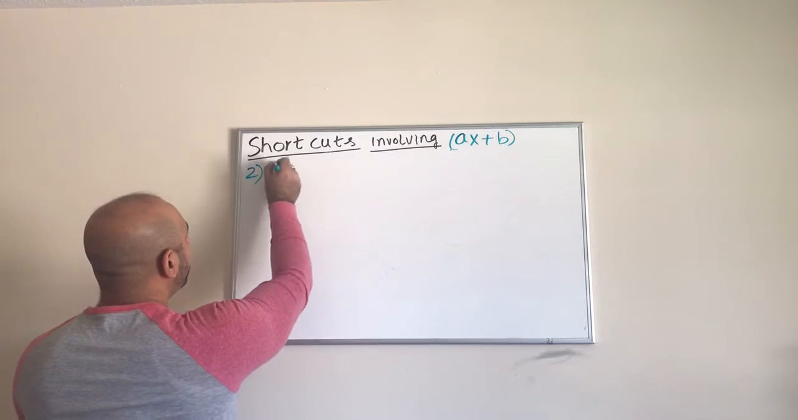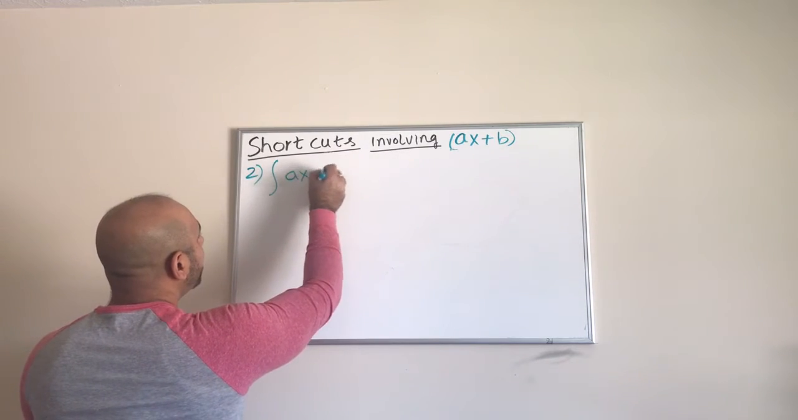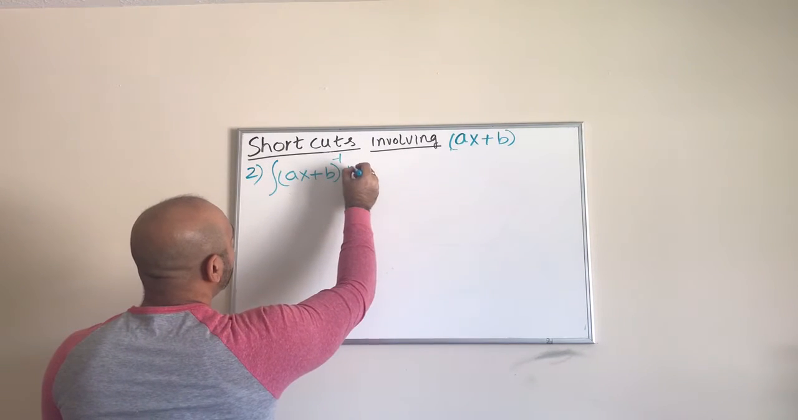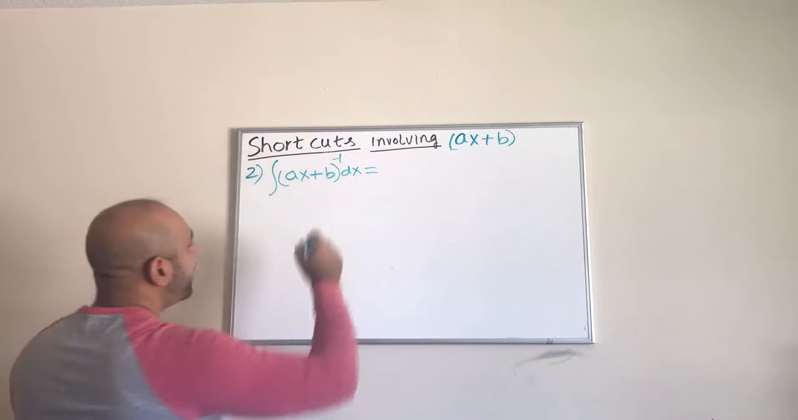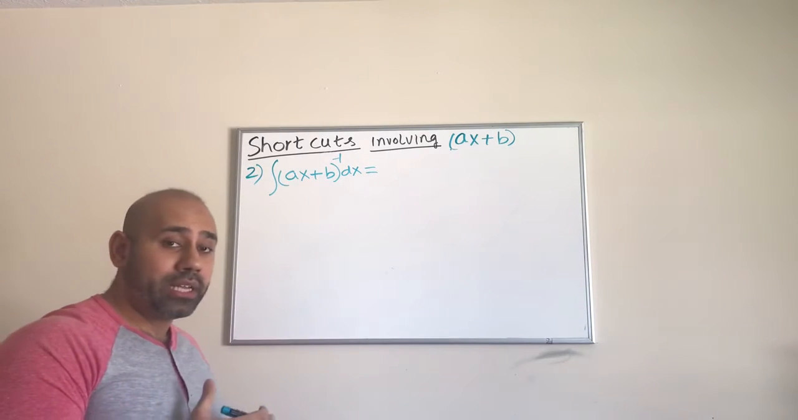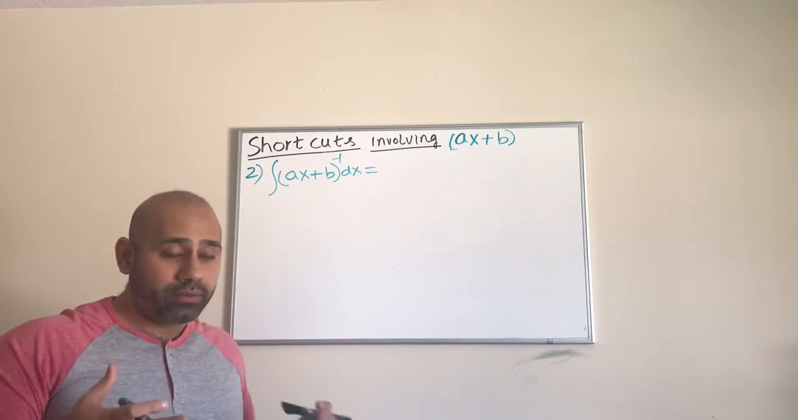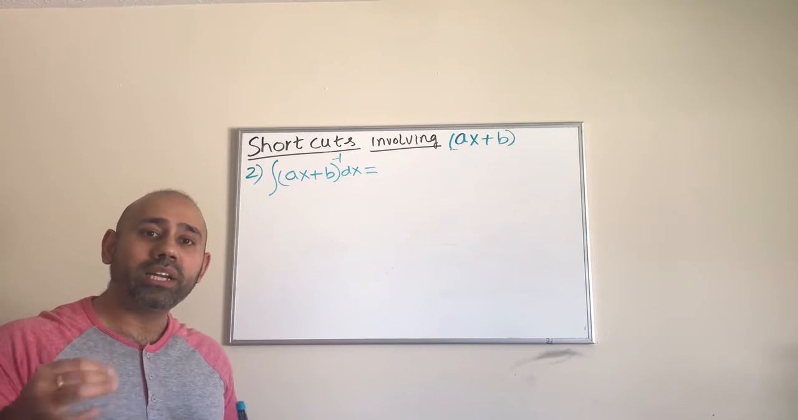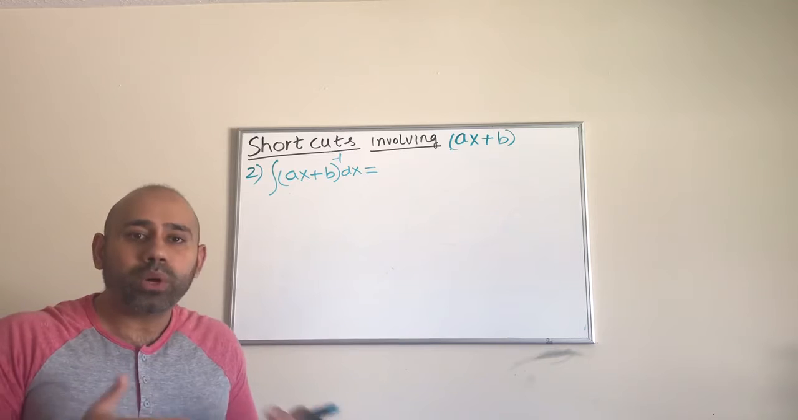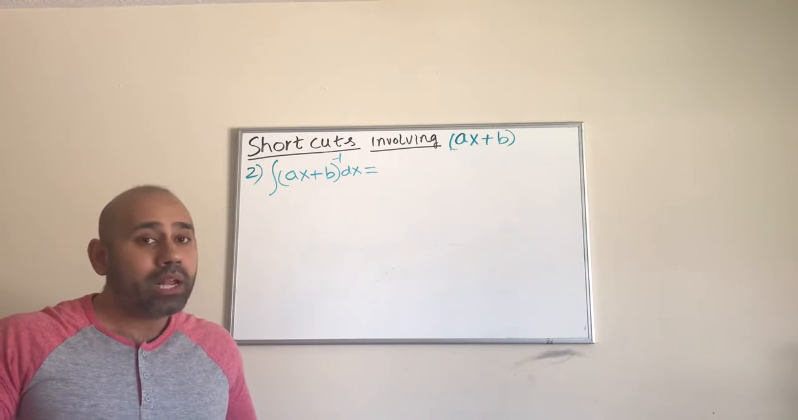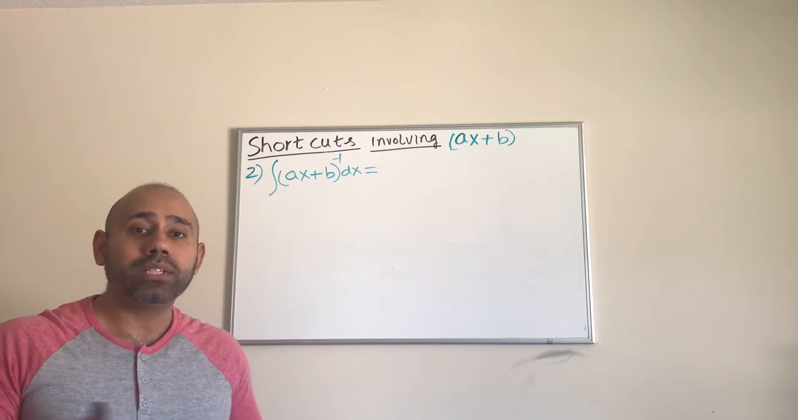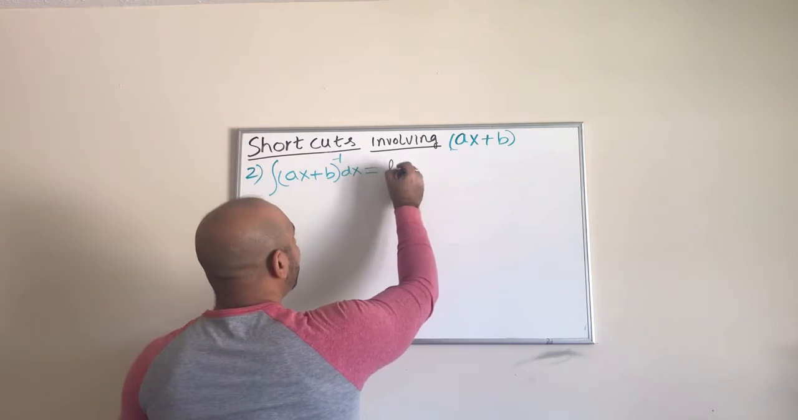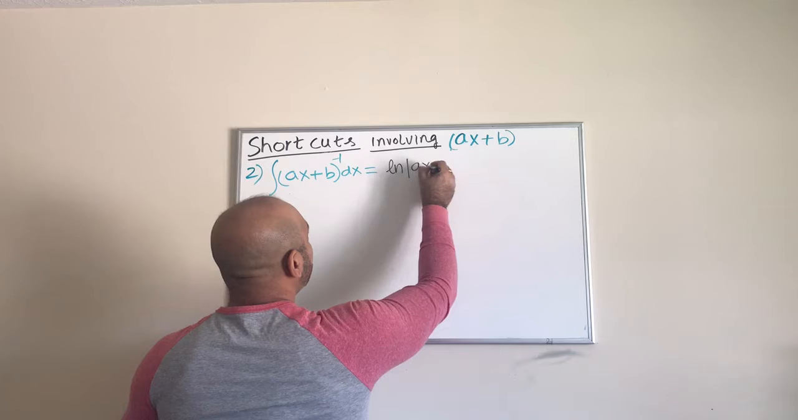The second one is something which looks like an inverse function involving ax plus b. So it's something like this, ax plus b raised to the power negative 1. And if we are trying to find the integral of this quantity which looks like an inverse function, again we have to remind ourselves what is the integral of x to the power negative 1. And we already know that the integral of an inverse function is the natural log of x. So in this case it's going to be the natural logarithm of ax plus b.